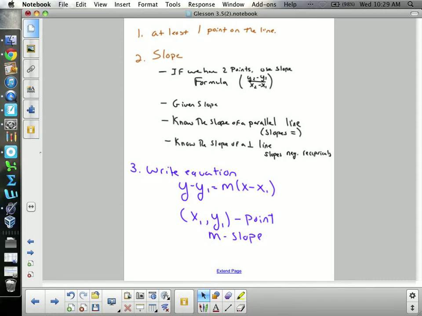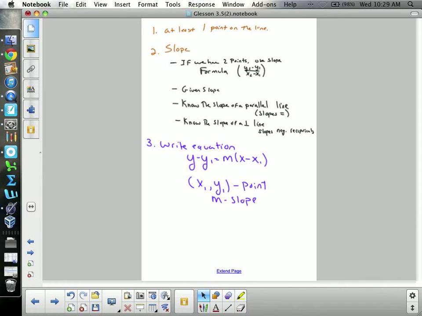One last note. Okay. If the slope equals 0, the equation is just y equals m, y equals b, whatever the y-intercept is. Okay?